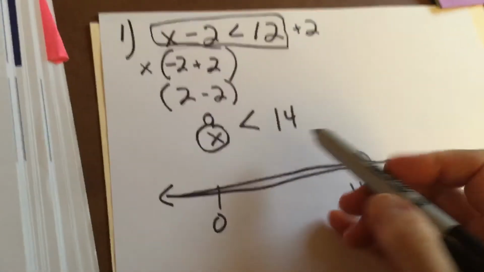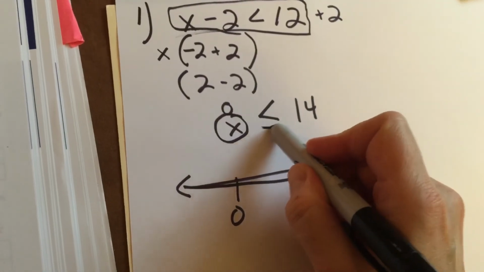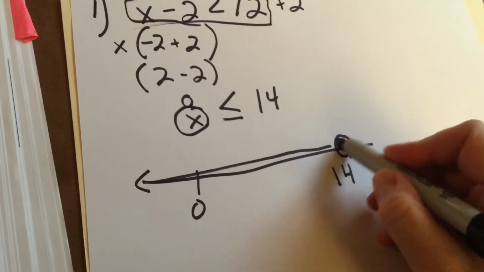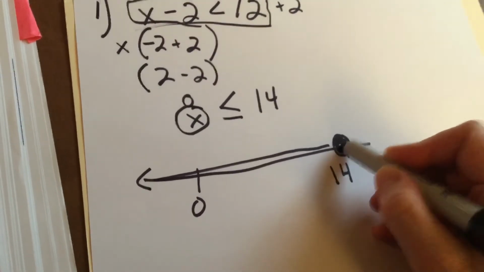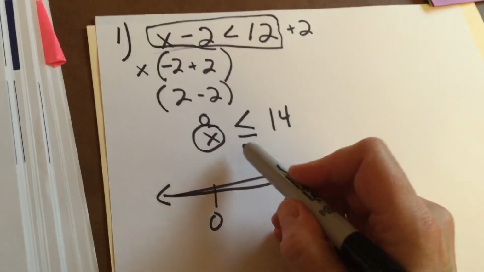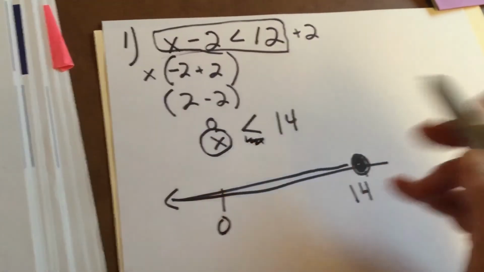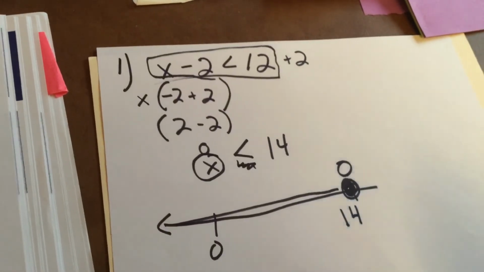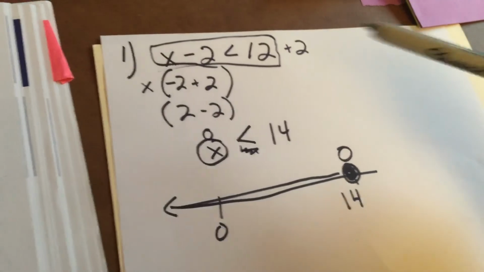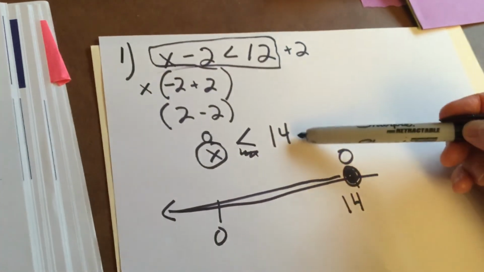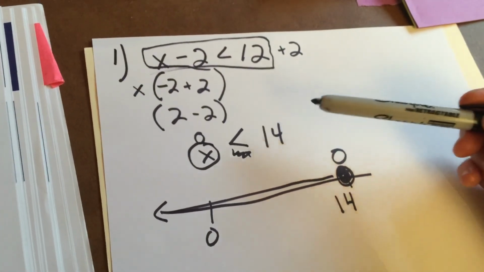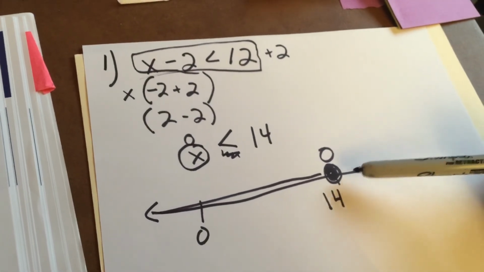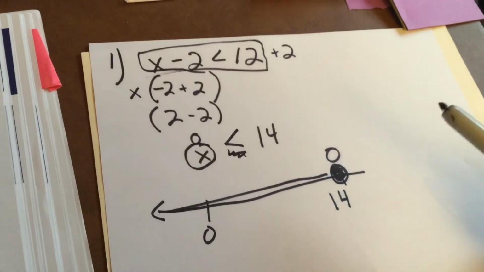Now, remember, if this had been an equal sign, less than or equal to, then I would have filled in my circle because 14 would have counted. But it wasn't. It didn't have that equal sign, so I'm going to keep my open circle there. Make sure on these problems you work everything out like you normally would, and then you draw that number line. That number line is really helpful to see all the possible answers that it could be.